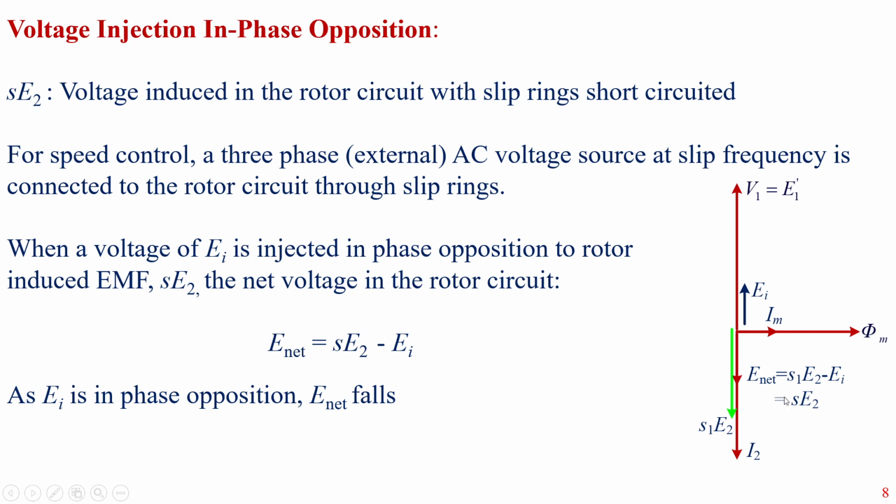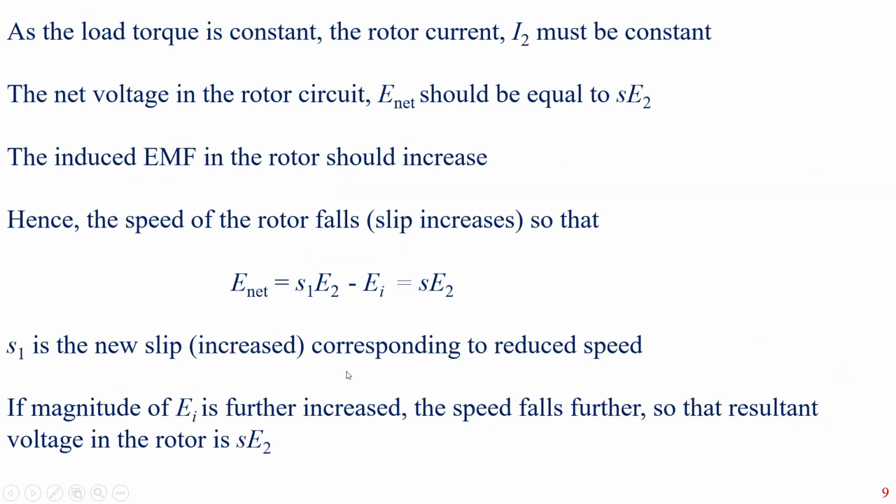EI. The rotor induced EMF SE2 is along negative y-axis. The injected voltage EI is along positive y-axis. So the net voltage equals SE2 minus EI. So as injected voltage is in phase opposition to SE2, the net voltage falls. However, as load torque is constant, the rotor current must be constant. So the net voltage in the rotor circuit should be SE2.